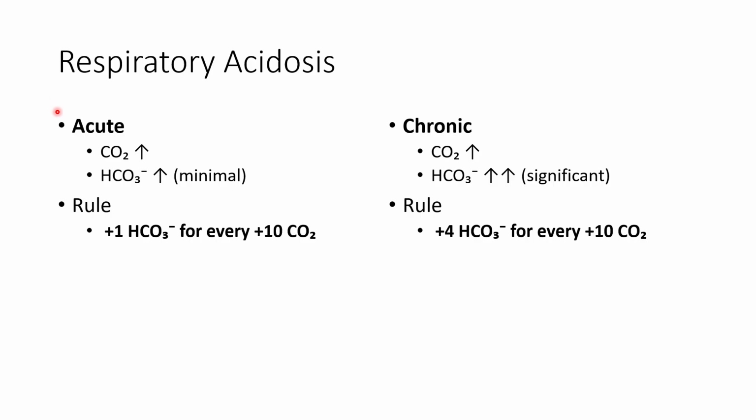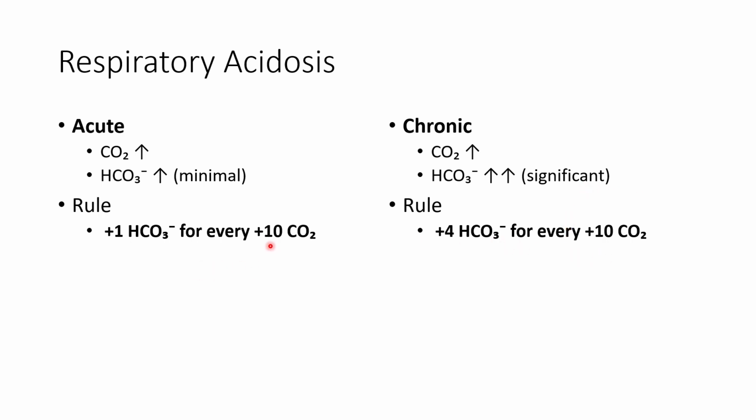So first we will see respiratory acidosis. Basically in respiratory acidosis, CO2 will increase. Now, if it is acute acidosis, there will be less increase in bicarbonate to compensate for it. If it is chronic acidosis, there will be more change in bicarbonate to compensate. So the compensation rule for acute respiratory acidosis is +1 change in bicarbonate for every +10 addition of CO2. And for chronic it is +4 bicarbonate for every +10 change in CO2.